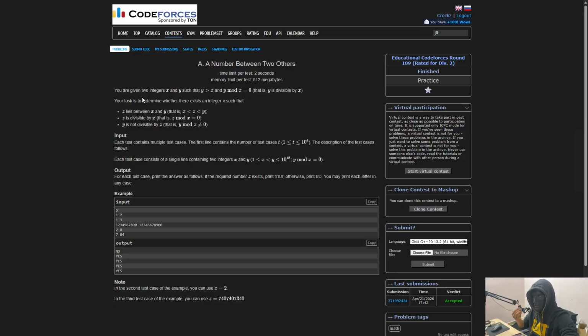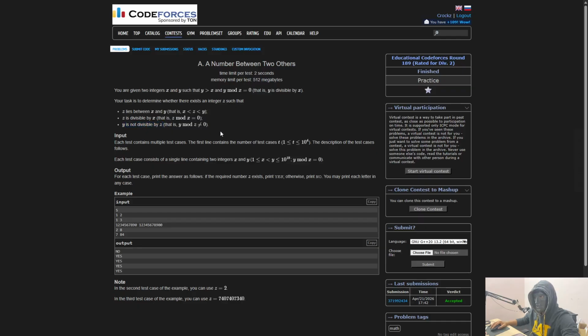It is saying you are given two integers x and y such that y is greater than x and y modulo x equals 0, which means y is divisible by x. Your task is to determine whether there exists an integer z such that z lies between x and y, that is, z is greater than x but less than y, and z is divisible by x. So x should divide z, which means z modulo x equals 0, and y is not divisible by z, it is saying.